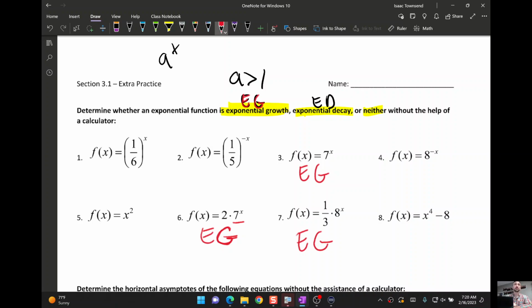Now, I think there's some other ones, but those are the easier ones to catch. Just make sure that you know that times 2 or times a third doesn't change the fact that it's exponential growth. It speeds it up or slows it down a little bit, but it's still exponential growth. If it is exponential decay, then a is going to be between 0 and 1. The reason we say between 0 and 1 is because if it's negative, then that's a reflection, which doesn't have to do with what type of exponential it is. Looking at these, there's one: question number 1, 1/6 to the x power, exponential decay.